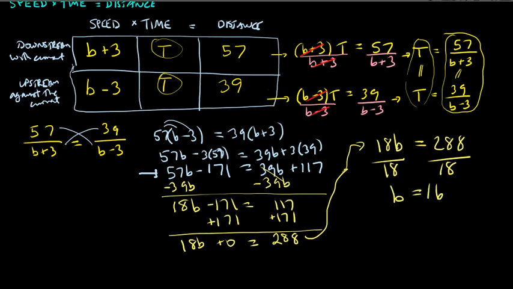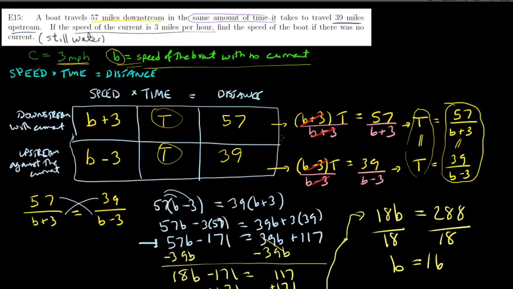What does that mean? So that solves the equation. You can check by plugging that back in. But let's think about what b was. B was the speed of the boat with no current. The question was, find the speed of the boat if there was no current, and now we have our answer. So the speed of the boat with no current is 16. But remember, distance is in miles, so 16 miles, and time was in hours, so 16 miles per hour.